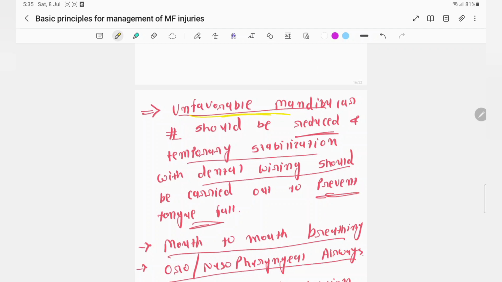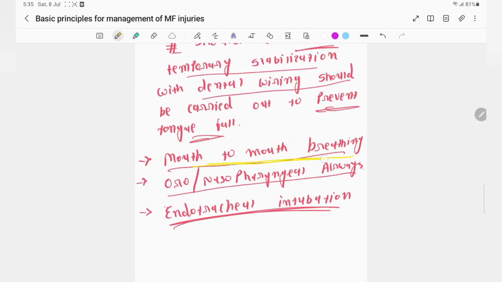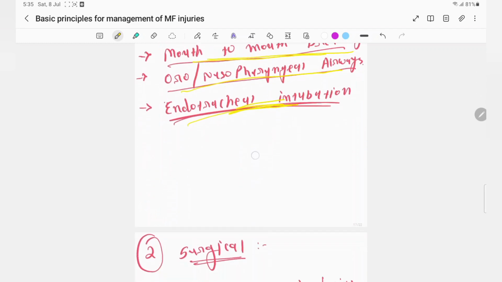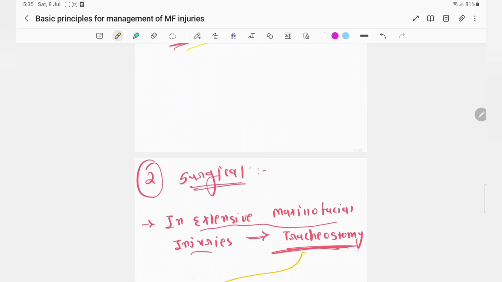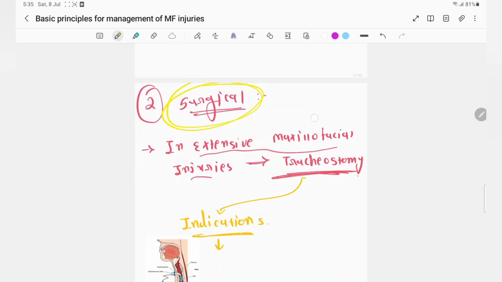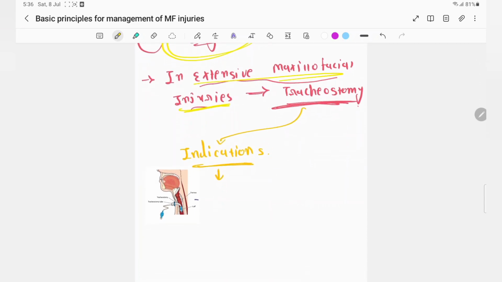Then temporary stabilization should be done with dental wiring to prevent further movement. Other than this, you can go for mouth to mouth breathing or oronasopharyngeal airways or endotracheal intubation. Now surgical, we have to go for surgical in extensive maxillofacial injury cases. So in this we have to go for tracheostomy.